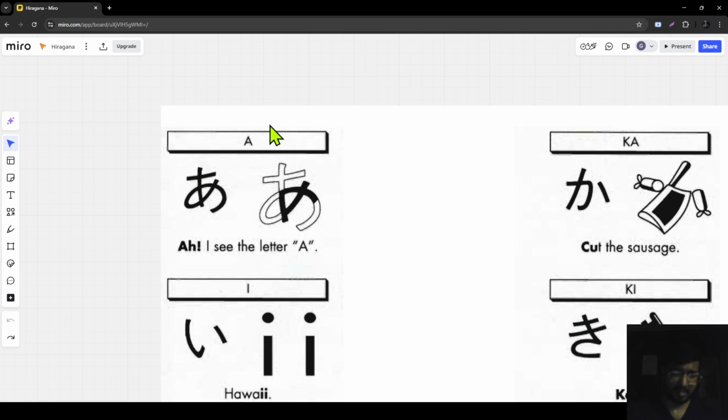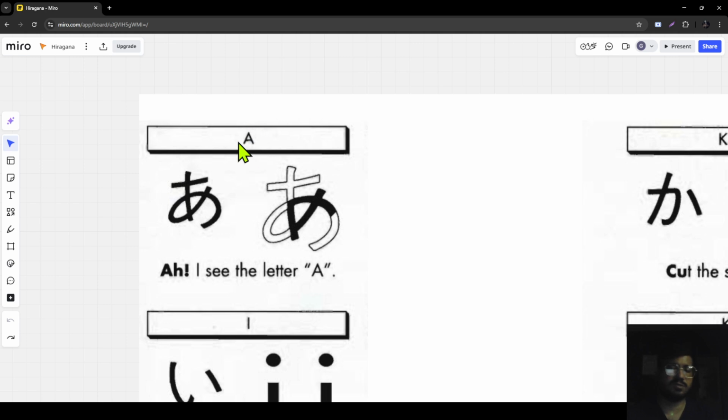Sorry, not with the English A, but with this A. Although you can see this to be here as A, but it's not the English A. It's pronounced like this. It's pronounced like this. So how do you remember it?